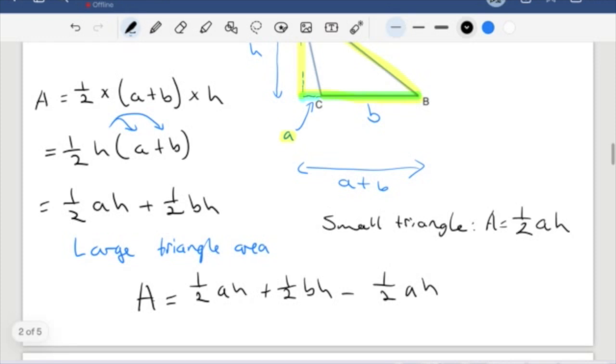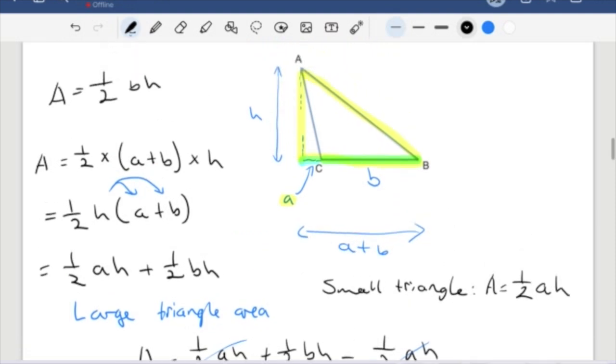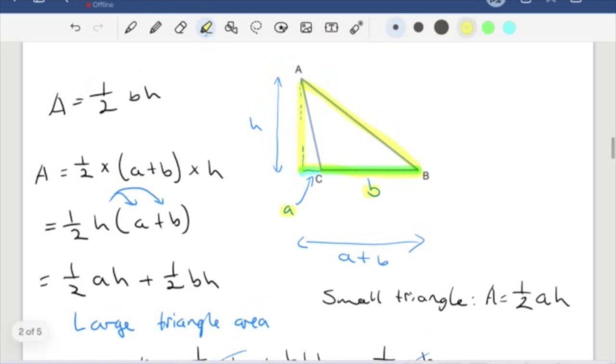And what we notice with algebra is we have these like terms here. So this thing here is going to cancel out with this, because whatever half times A times H is, we're subtracting the same thing from it. Anytime you subtract a number from itself, it gives you 0. So my area is going to be half times the base times the height, where the base is the base of my obtuse triangle. So the formula works in the exact same way, even for this weird little case here.